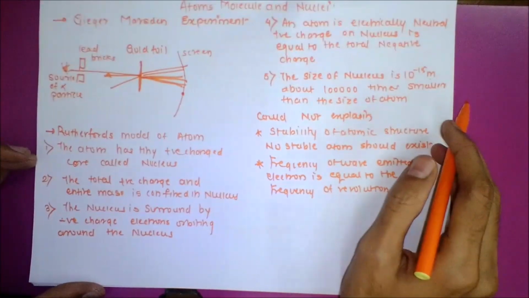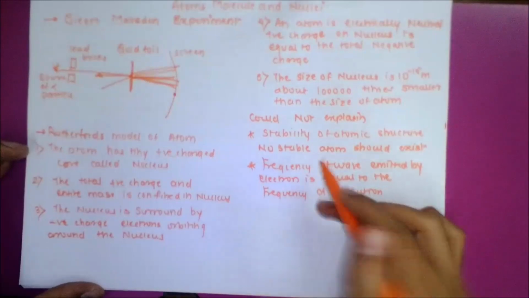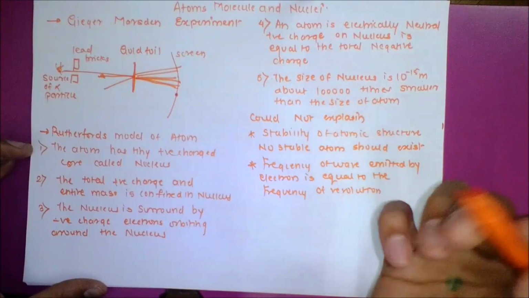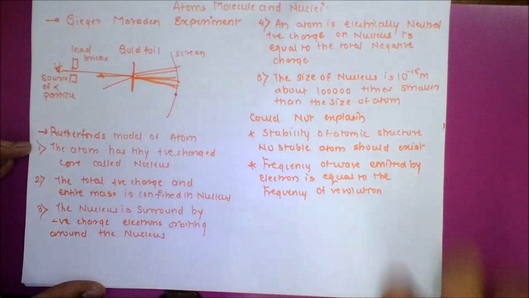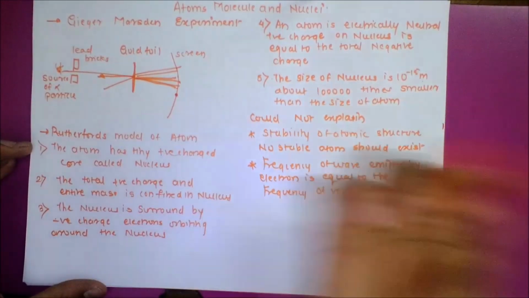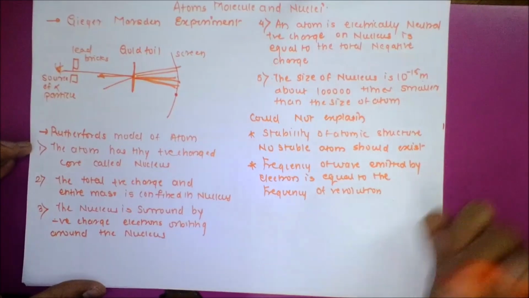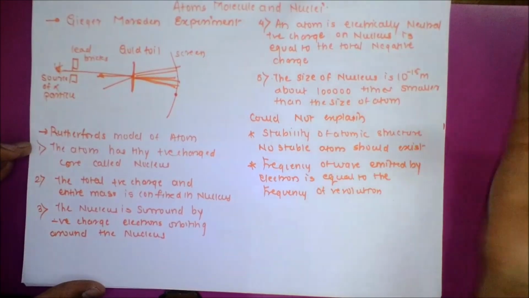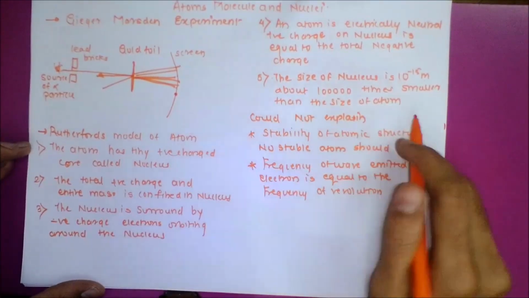But what the theory could not explain was the stability of the atomic structure. That is, no stable atom could exist. Because an electron revolving around the nucleus continuously is an accelerated electron, it should give out energy. Something that is accelerating around the nucleus should always radiate some sort of energy, and hence its energy should go on decreasing, and finally it should fall into the nucleus. That was the basic theory. So that means there should be no stable atom.